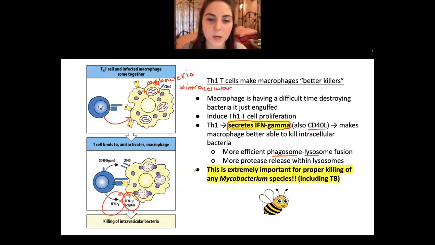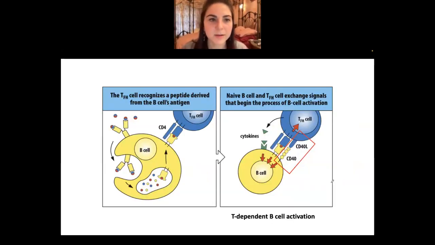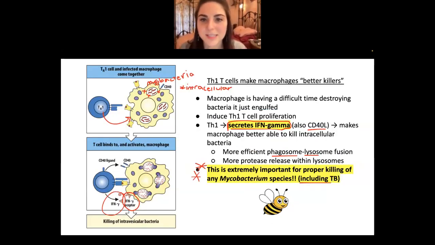And again, this is why I want you to think of mycobacteria with this process, because it is required to basically kill any mycobacterium species. I know I mentioned mycobacterium tuberculosis, so TB, but if you see a random mycobacterium species, you still need Th1 cells. Okay, does that make sense? So you're activating macrophages, meaning you're making them better.